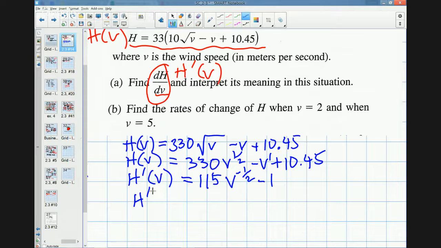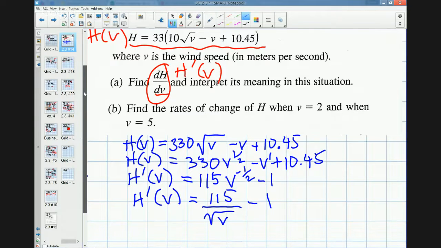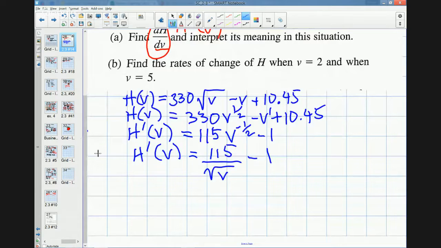Let's just rewrite it in algebra form. We would get 115, and then the square root of v would go on the bottom. Why is it a square root? Because of the 1/2. Why is it on the bottom? Because of the negative. So there's our general derivative. Okay. Now you can see we've done part A. Part B says, find the rate of change of H when v is 2. So in other words, what's H prime at 2? So we simply plug in a 2 for v.